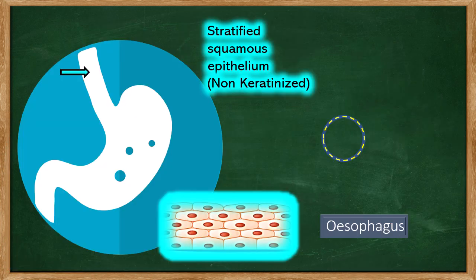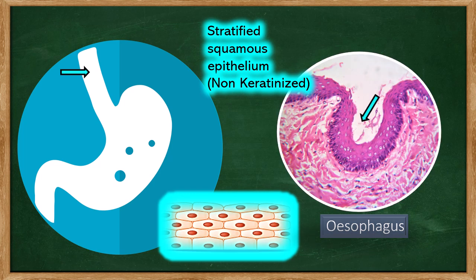Another example will be the stratified epithelium, stratified squamous epithelium, non-keratinized. That means multiple layers, but the surface does not form the keratin. That means it cannot be the skin. That means something else other than the skin. The best example will be the esophagus. You can see the multiple layers of cells, and on the surface there is no keratin. That means the cell outlines are very clear, nuclei are very clear even at the surface.